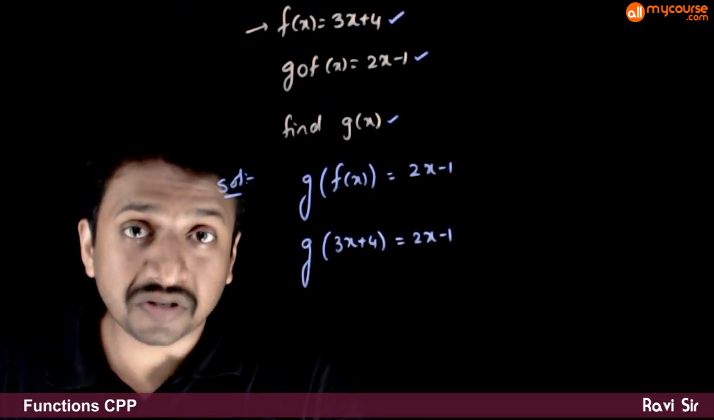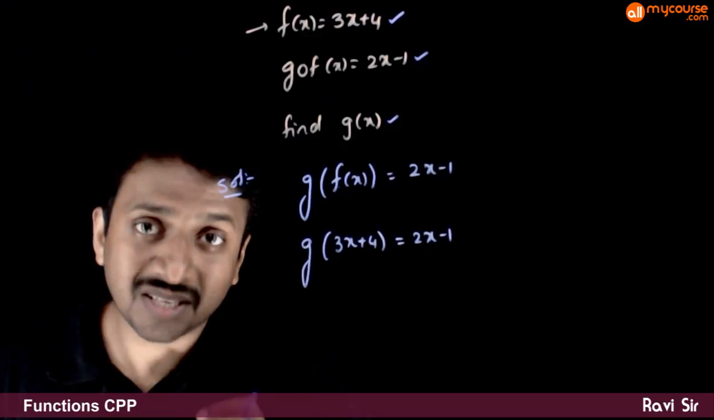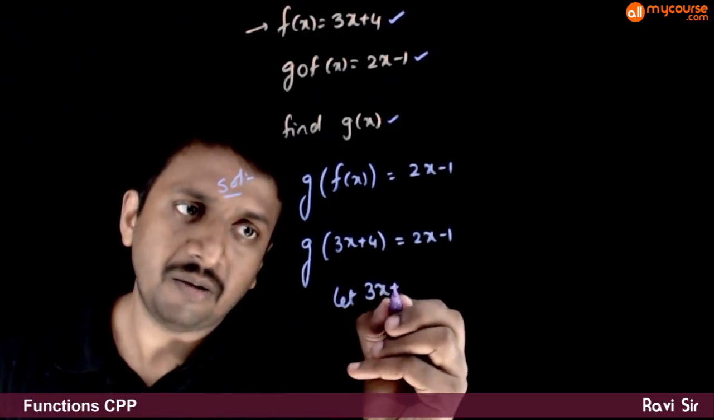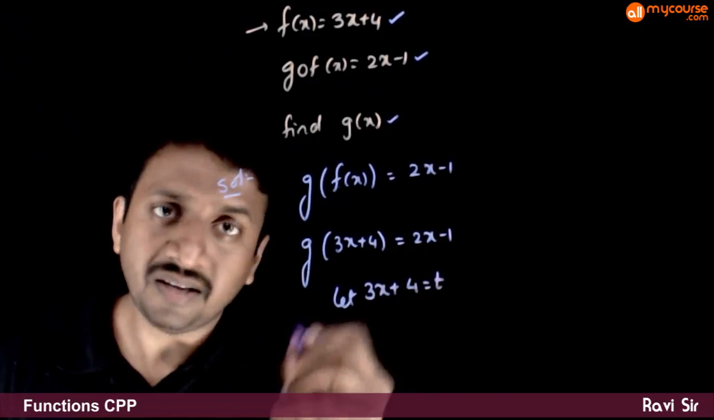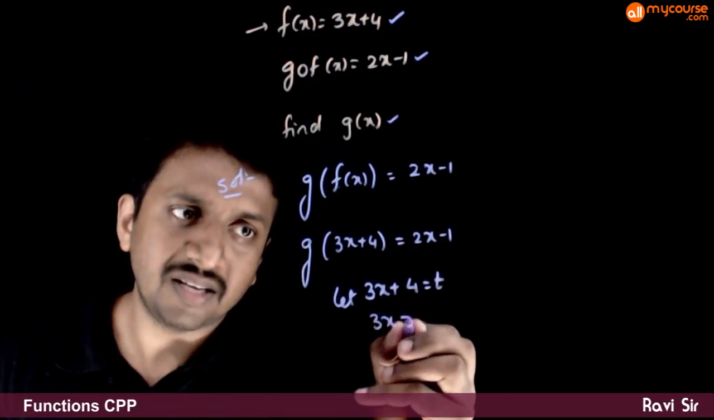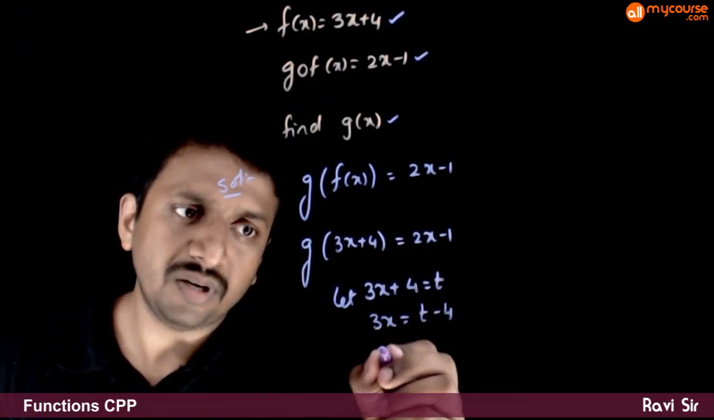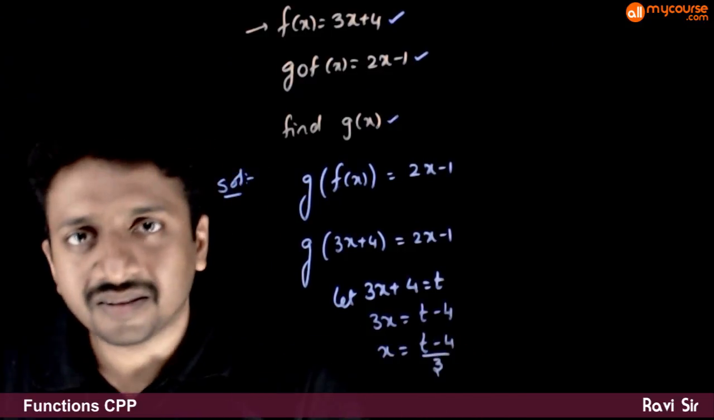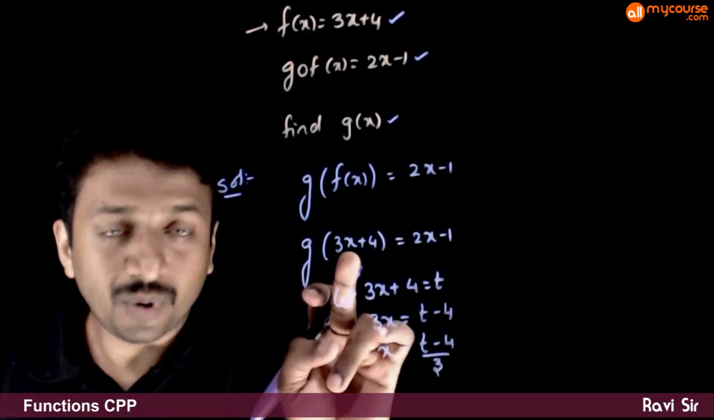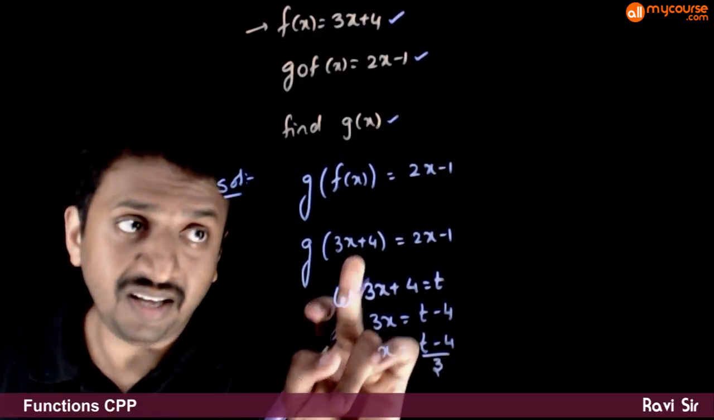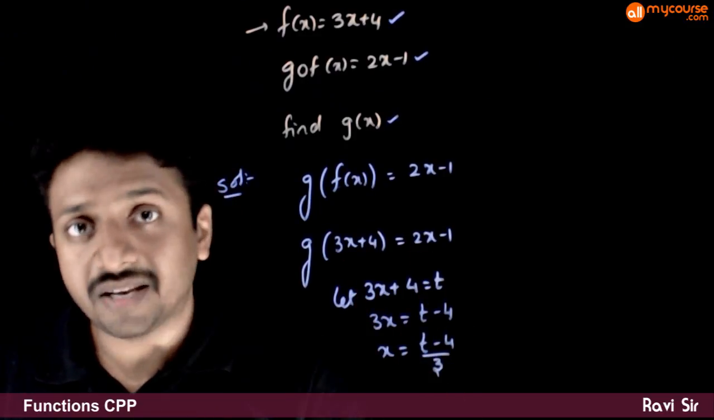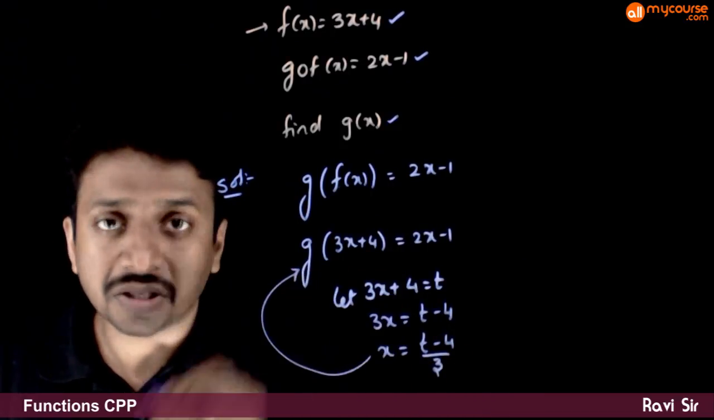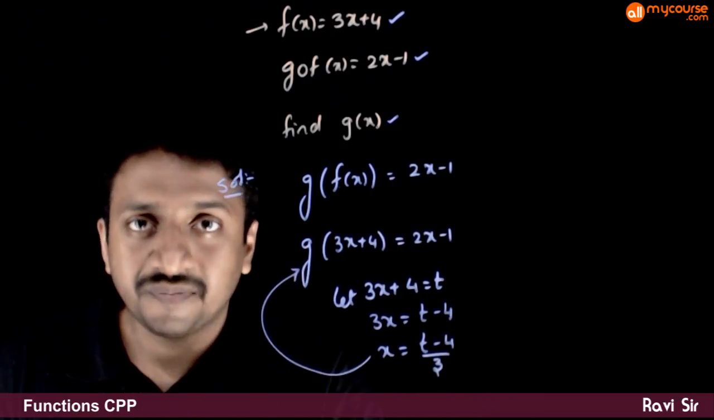Let us again use the concept of substitution. So, let 3x plus 4 be equal to t. So, 3x is equal to t minus 4, and x is equal to (t minus 4) by 3. So, if I put 3x plus 4 as t, x will be equal to (t minus 4) by 3. Let us convert this whole equation in terms of t.